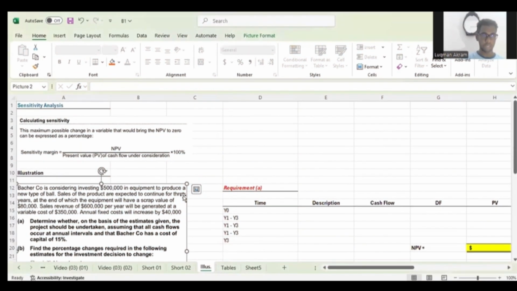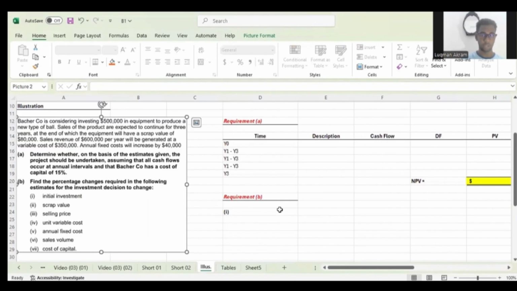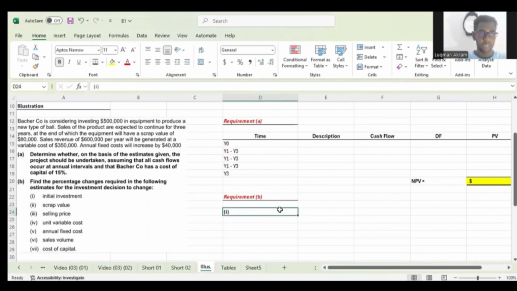As you can see, this is the illustration we will be looking at today. Batcher Company is considering investing $500,000 in equipment to produce a new type of ball. Sales of the product are expected to continue for 3 years, at the end of which the equipment will have a scrap value of $80,000. Sales revenue of $600,000 per year will be generated at a variable cost of $350,000. Annual fixed cost will increase by $40,000.